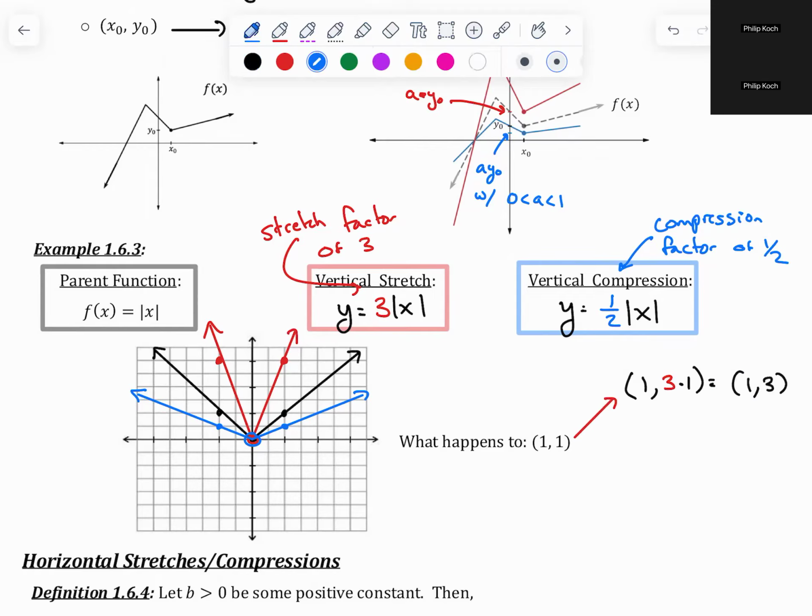For the compression or the shrink, as the book will say, we keep the same x coordinate, but now the y coordinate is 1/2 of what it was. 1/2 times 1. So it becomes 1 comma 1/2.